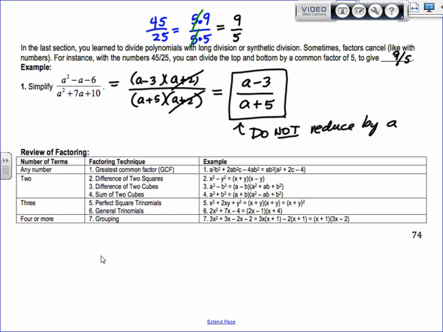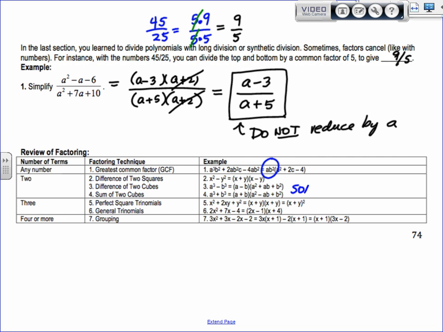All right, and then at the very bottom of your notes, I had kind of a review of factoring. So it's kind of just a convenient place. It has all examples of all of them. So greatest common factor, you pull out the common factor. So we pulled out ab squared in that one. Difference of two squares, so if you had x squared minus y squared, it's x plus y times x minus y. Difference of two cubes and sum of two cubes, the formula is given to you.